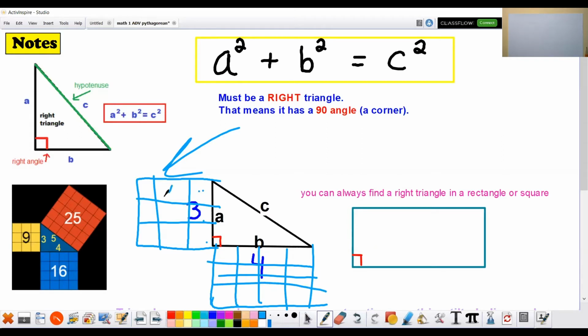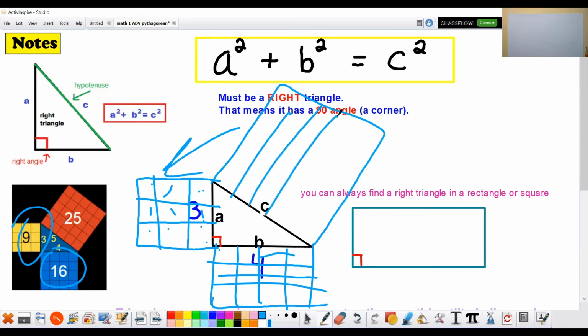Count the little squares: 1, 2, 3, 4, 5, 6, 7, 8, 9, and 1, 2, 3, 4 here, 16. If you made a square right here, this side would be 1, 2, 3, 4, 5. It would have 25 squares. You could take these little puzzle pieces and put them over here, and it works perfectly.